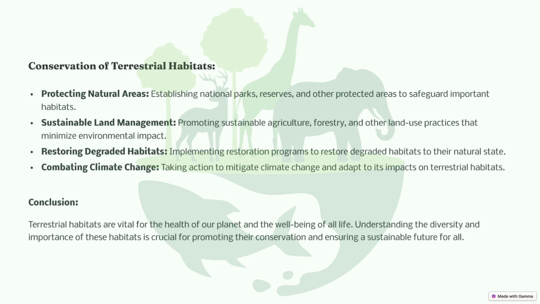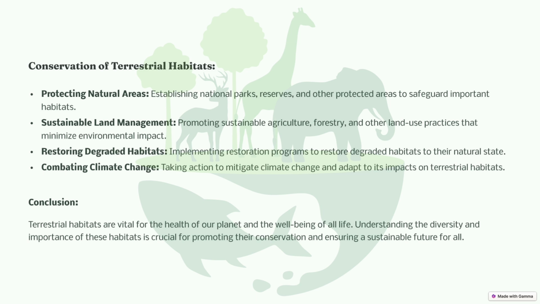So how do we conserve our terrestrial habitats? Protect natural areas, establishing national parks, reserves, and other protected areas to safeguard important habitats. Sustainable land management, promoting sustainable agriculture, forestry, and other land use practices that minimize environmental impact. Restoring degraded habitats, implementing restoration programs to restore degraded habitats to their natural state, and combating climate change.